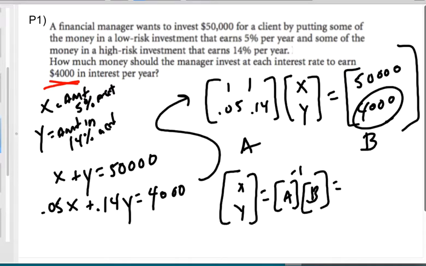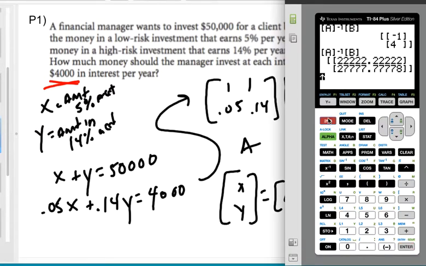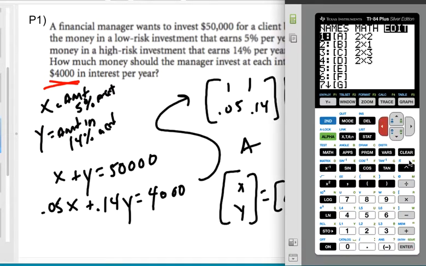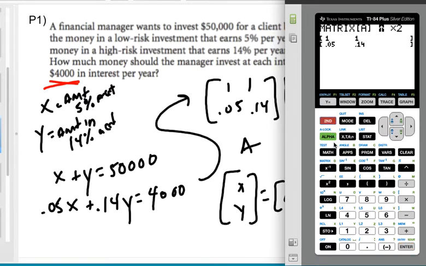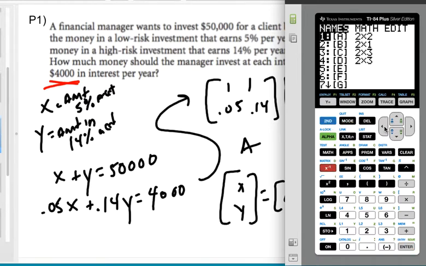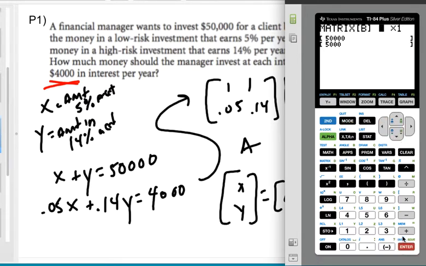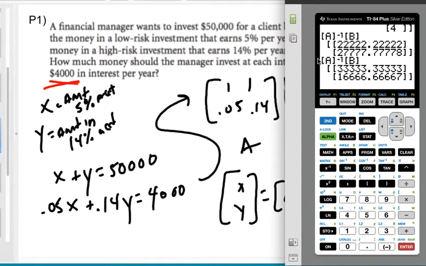So I'm just going to grab the calculator again, and this time I'm going to go to second matrix. I'm just going to go edit A. Oh, I'm sorry, not A. My bad. I meant B. Go edit B, and I want that to be a $4,000 instead of 5,000. And I quit out, and then I can just hit enter, and there's my new amounts.